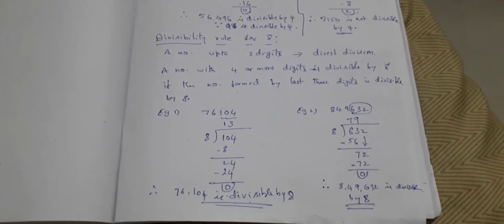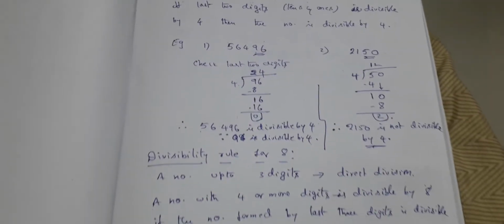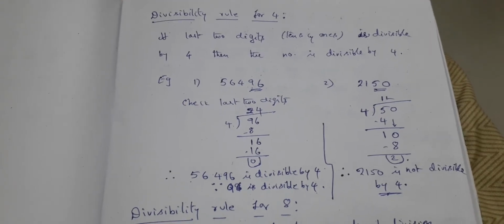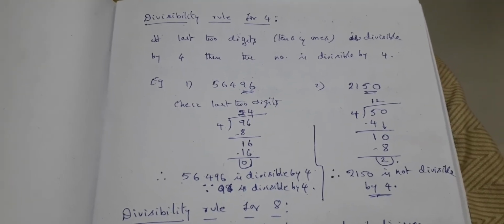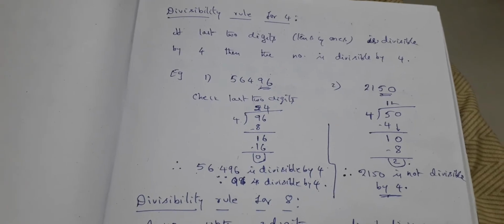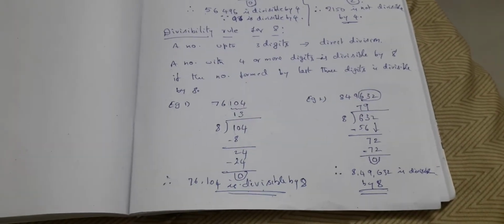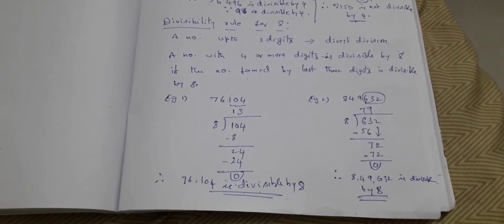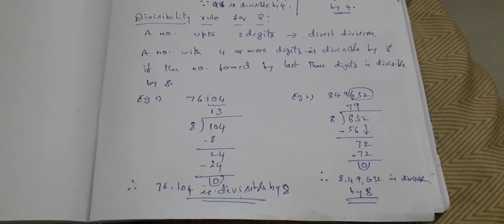Okay. So now take a screenshot. Copy the first rule, that is divisibility rule for 4, as well as 2 examples. Take a screenshot. Right. Next one, divisibility rule for 8. And also 2 examples are given here. Take a screenshot and copy them.